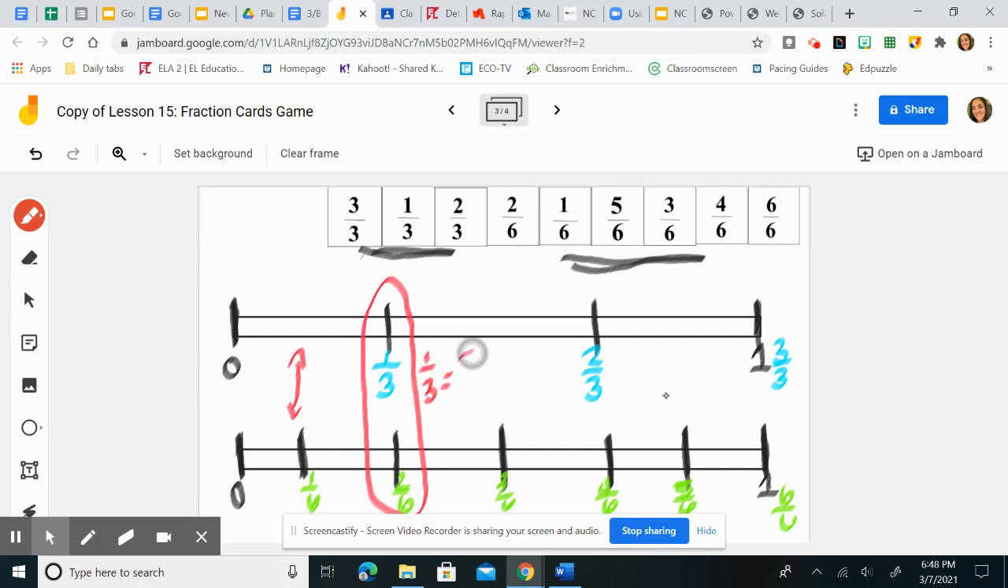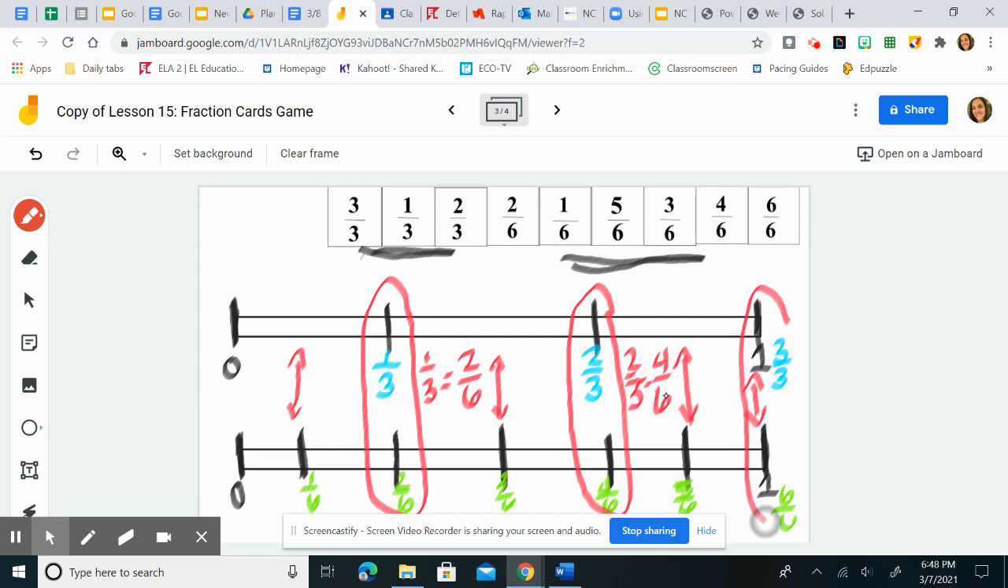1/3 equals 2/6. As you can see, there's no fraction across from 3/6, so it does not have an equivalent fraction. However, 2/3 and 4/6 are equivalent fractions. No equivalent fraction to 5/6, but voila! 3/3 and 6/6 are equivalent fractions because they're both 1 whole. All right, pretty easy when we use the number line because we can just go across from one another.